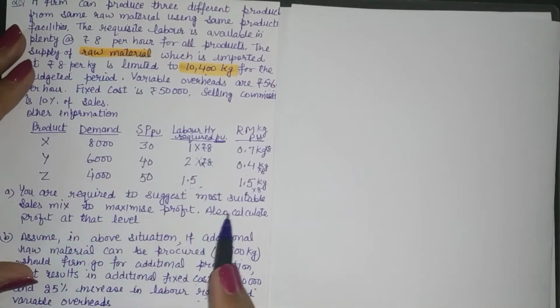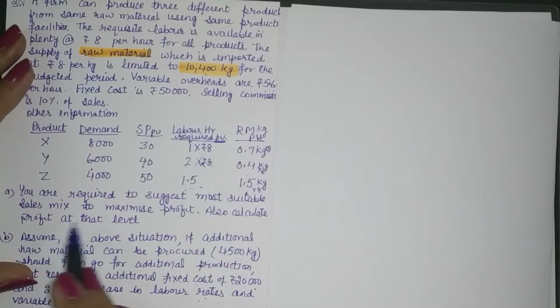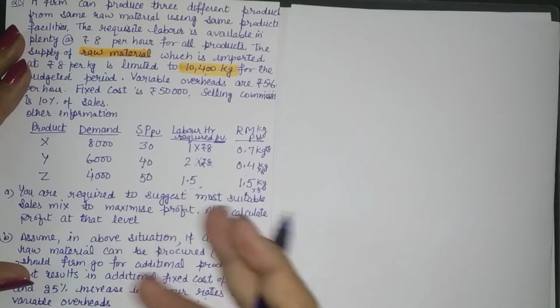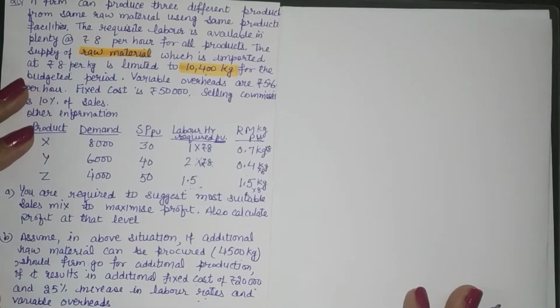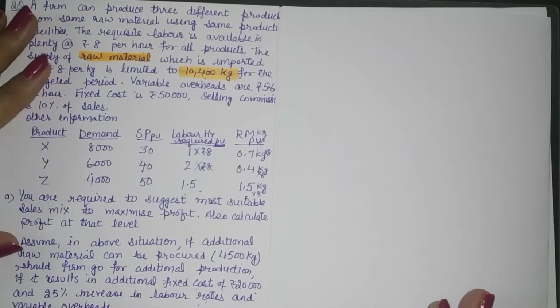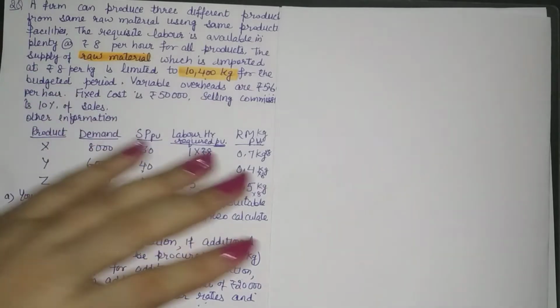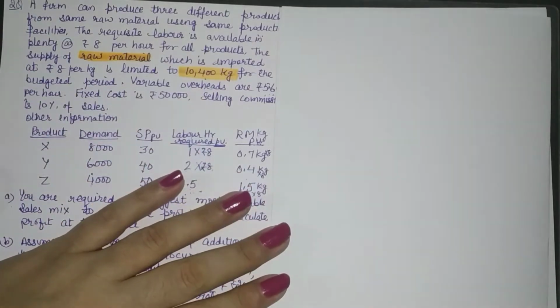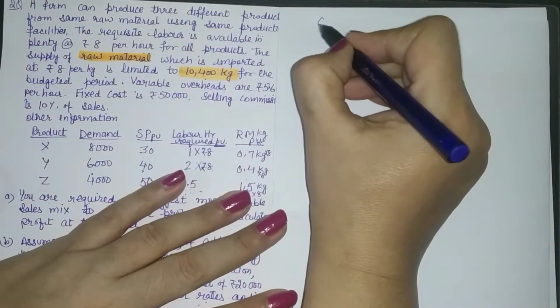Now you are required to suggest most optimal sales mix to maximize profit. Calculate profit at that level. So we have to calculate sales mix and our key factor is raw material. So in order to make calculation of sales mix, we need to calculate contribution per unit of raw material, which implies that we need to calculate cost sheet and contribution, right? Okay, so we'll prepare a contribution based cost sheet.